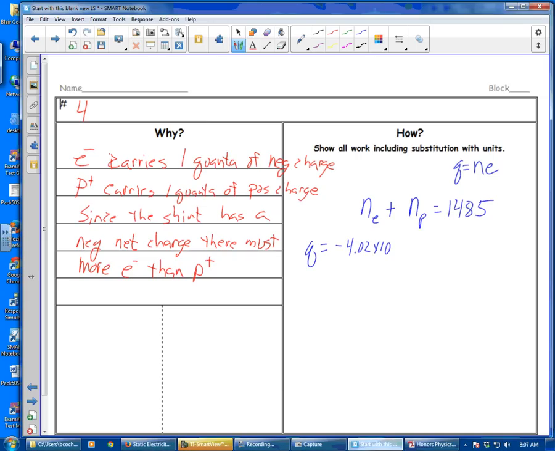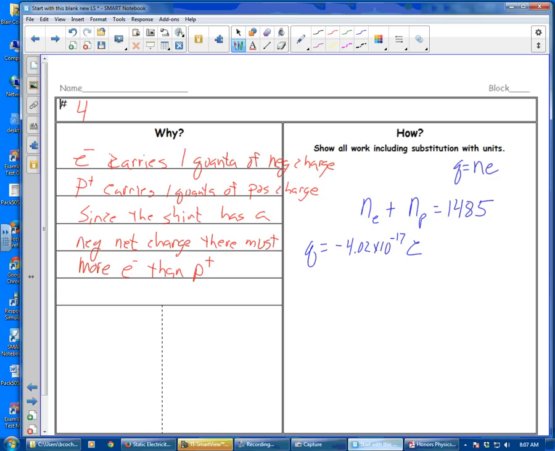That's 4.02 times 10 to the minus 17th coulombs, and that's due just to the extra electrons. So I can figure out how many extra electrons I have from the net charge, and then use that to go back into here.